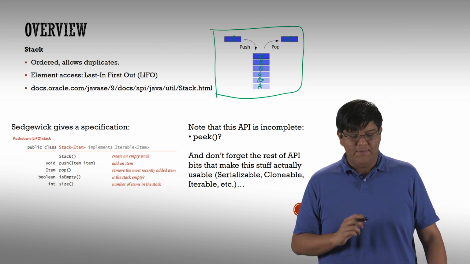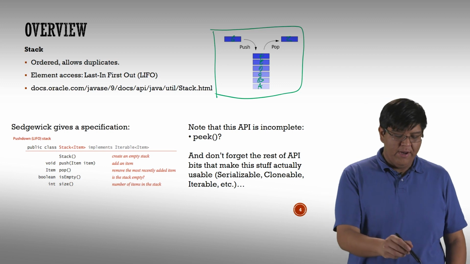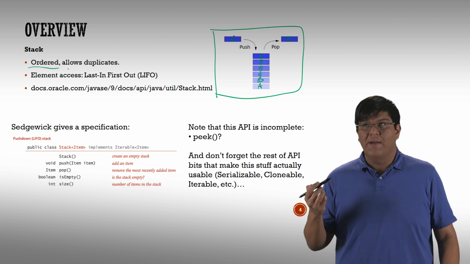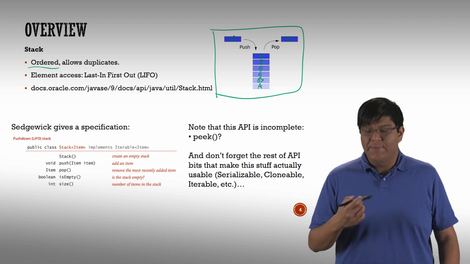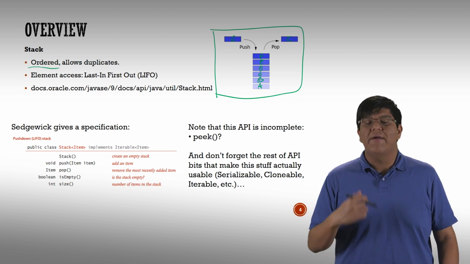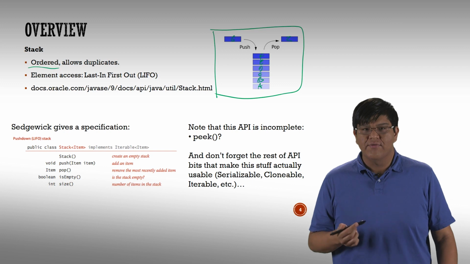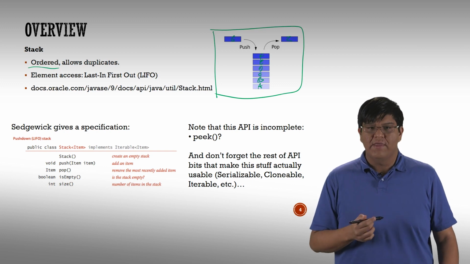Okay, so that's the basic concept here. It is ordered. The order matters because we have to remember, in a sense, who went in first and who came out. We need to know that B was added after A, that C was added after B. We have to remember that. That order is important to us, it matters to us, and so we'll have to keep track of the order of these things.